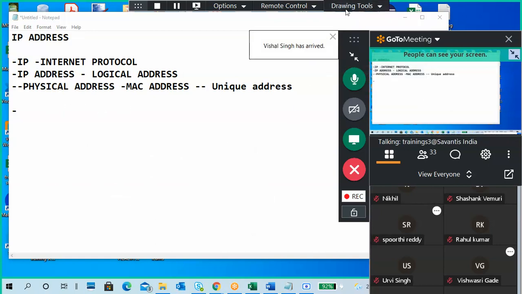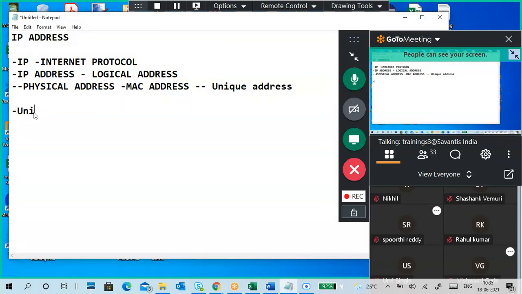One point: what is an IP address? It uniquely identifies a device. Why device? Why not computer? Why do you say device and not computer?